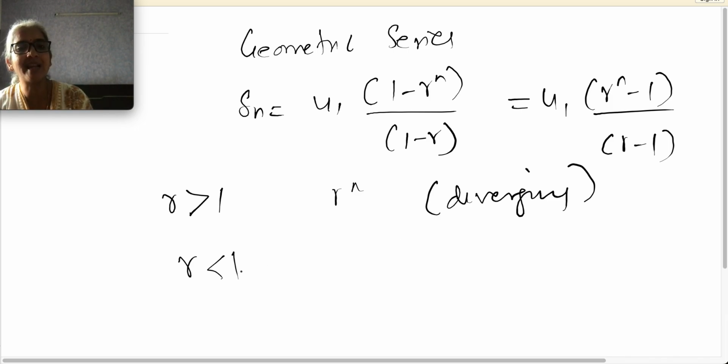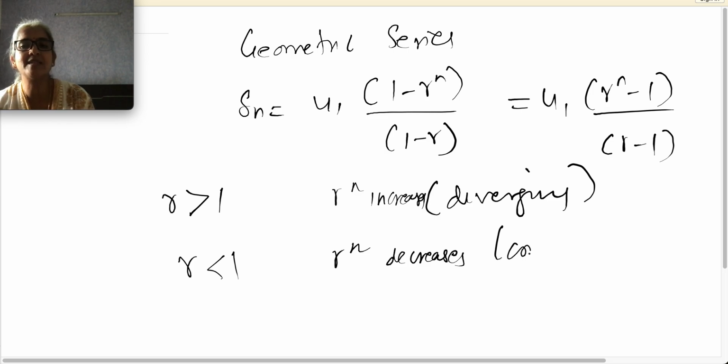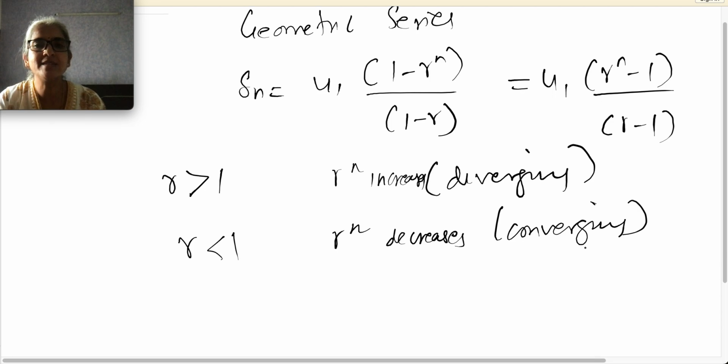Whereas if r is less than 1, which means a fraction, then r raised to n is going on decreasing, because a fraction multiplied with itself goes on becoming smaller. So at one point r raised to n will become negligible, and this is the condition for a converging series. And what does it converge to?